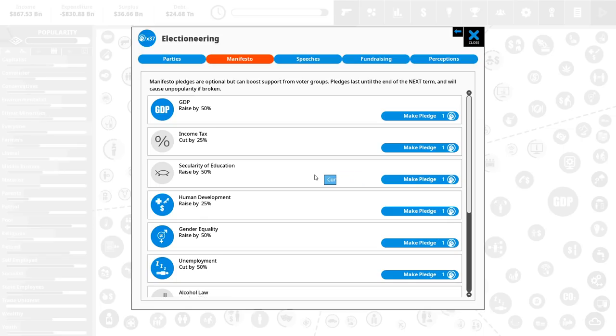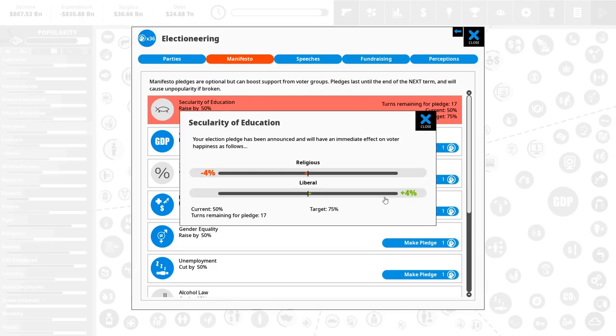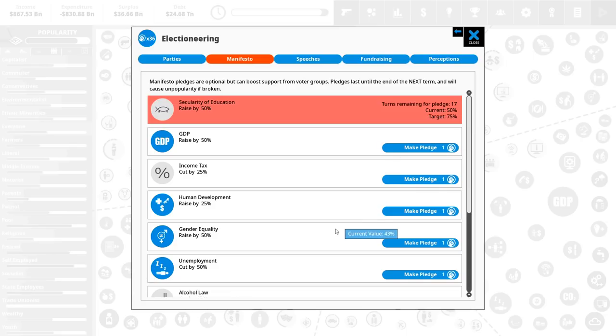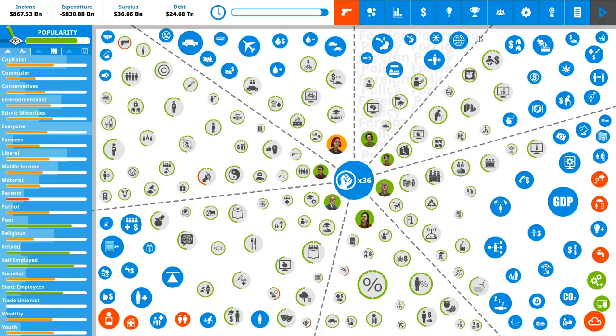Okay, time to put together a manifesto here, and okay, secularity of education. Yep, I'm willing to make a promise to do that. We're gonna make that super secular. Lovely. Human development, that's okay, it's at 70% right now. Raising by 25% is gonna be tricky. Yep, you know what? I'm going in with nothing but that. I'm just going in saying, hey, we're gonna secularize education.